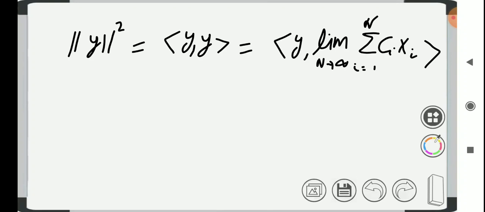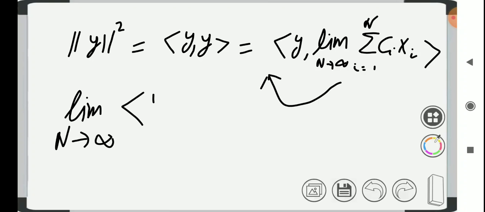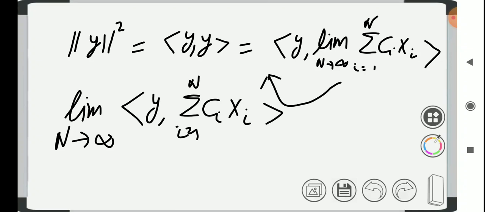Now we know that the inner product is a continuous function on a Hilbert space, or on some vector space or normed space. Therefore this continuous function allows us to bring the limit out, because we have a finite sum. It will simply allow us to write the limit as n goes to infinity of the inner product of y with the summation of ci xi, where i goes from 1 to n.